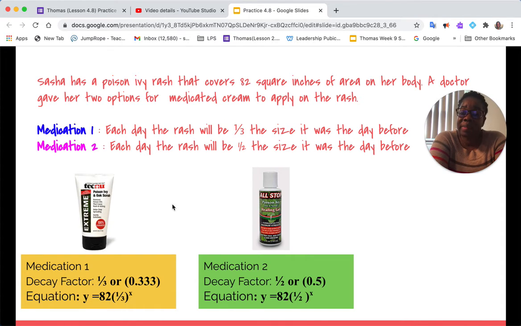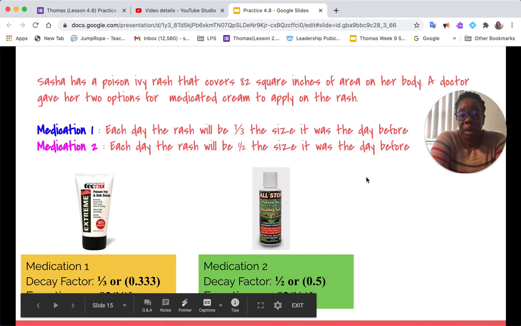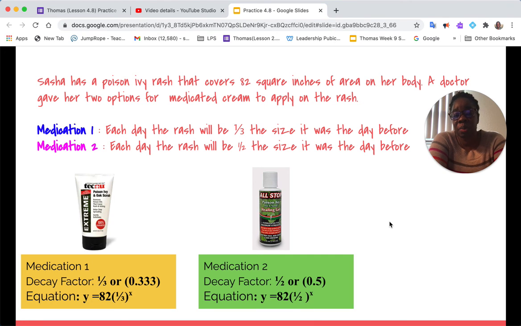What we realize is medication one reduces more quickly than medication two because it has a smaller remaining area. 1/3 is a smaller fraction, or a smaller number, than 1/2, and so what we know for a fact is because 1/3 is smaller, it means that we have a larger portion of the rash that is being erased on a daily basis, which means medication one is the one that is going to remove the rash more quickly.